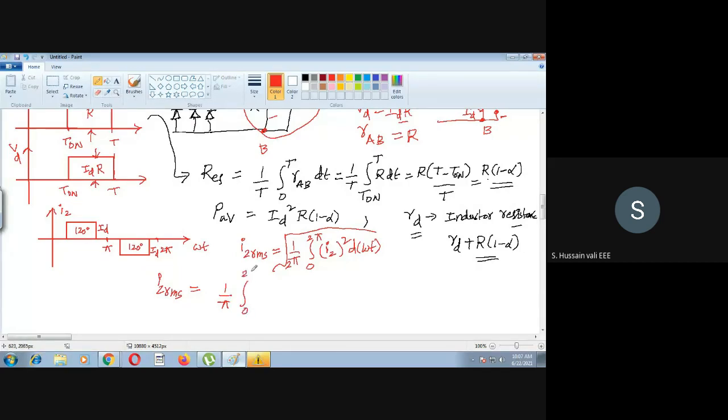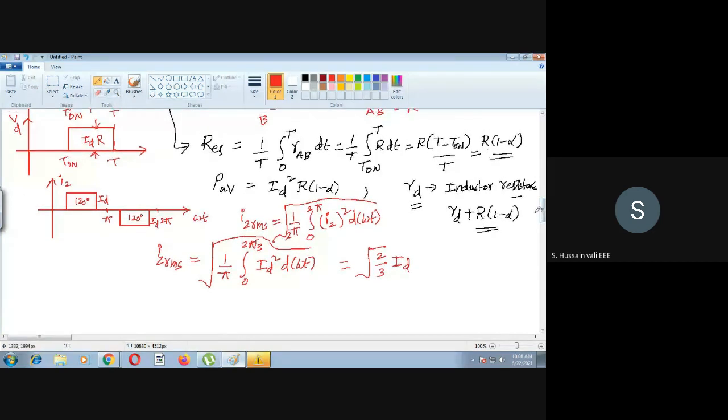Now, what is the duration of the pulse here? 120 degrees, so 2 pi by 3. What is the value of I2 during the duration? ID. So ID square d of omega t, over square root. When you simplify this, the answer you will get is square root of 2 by 3 ID. This you will get.